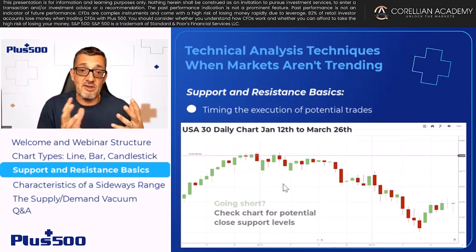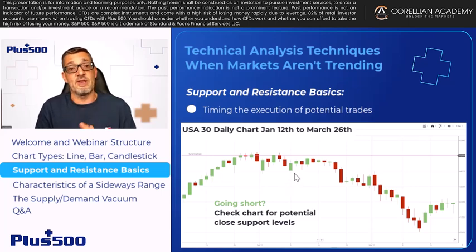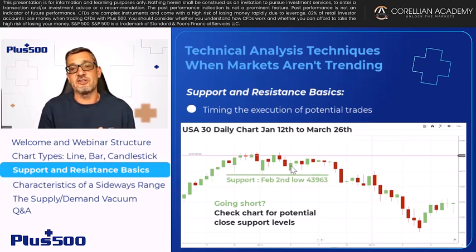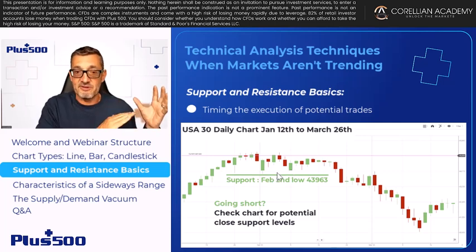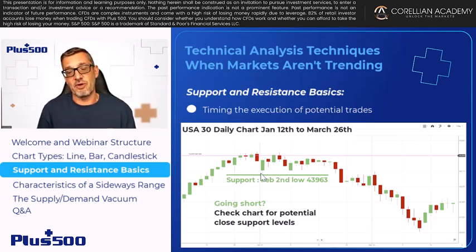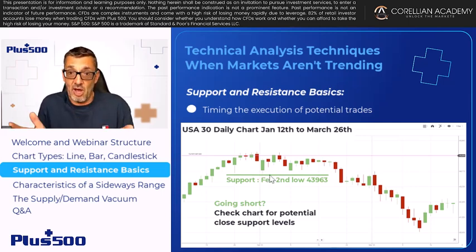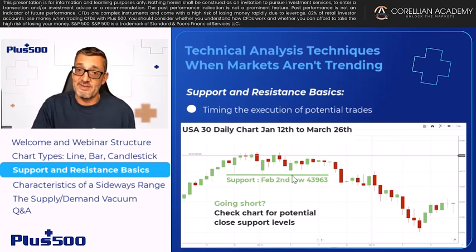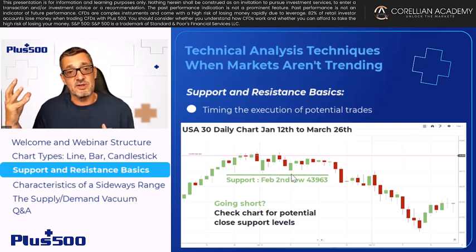Using the same chart, if, for example, I'd wanted to go short the index a few days later on February the 9th, I could use the USA 30 chart to show me the sell-off is nearing a support level outlined by the February 2nd low of 43,963. As it's possible this level could hold again and see prices recover, I could have decided to hold off selling that dip and look for a better opportunity to sell at a higher price level.